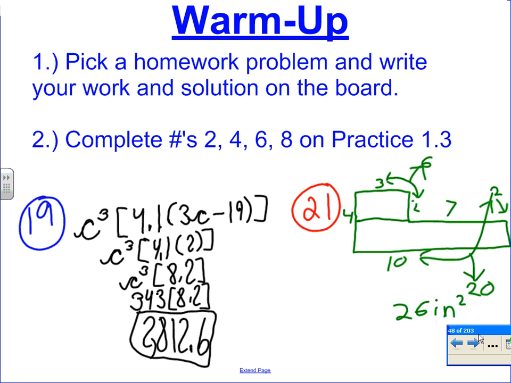Okay. Number 19 should be 2,812.6. So make sure you check number 19. I'll come back to questions. 21 should be 26 inches squared. That problem was kind of interesting. The easiest way to find area is to break them down into 2 different figures. There were 2 rectangles there. Find the area of each. I thought that was the easiest.